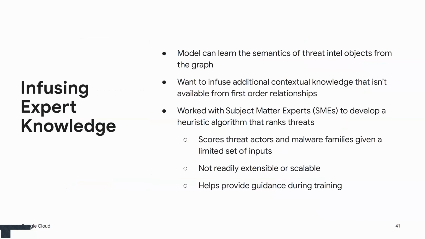And what we found was that this model is pretty good at learning the semantics of the threat intel graph. Right? Does a really good job. However, when we actually sat down and talked to practitioners, we found that there's still a gap between what they'd want to see in recommended entities versus what the model was producing. And we needed to infuse additional contextual information or knowledge that really wasn't readily available from first order graph connections. So we worked with our subject matter experts, customer-facing threat intel analysts on a variety of different teams, and developed a pretty simple heuristic algorithm that we can use to rank actor and malware threats for a limited set of inputs.